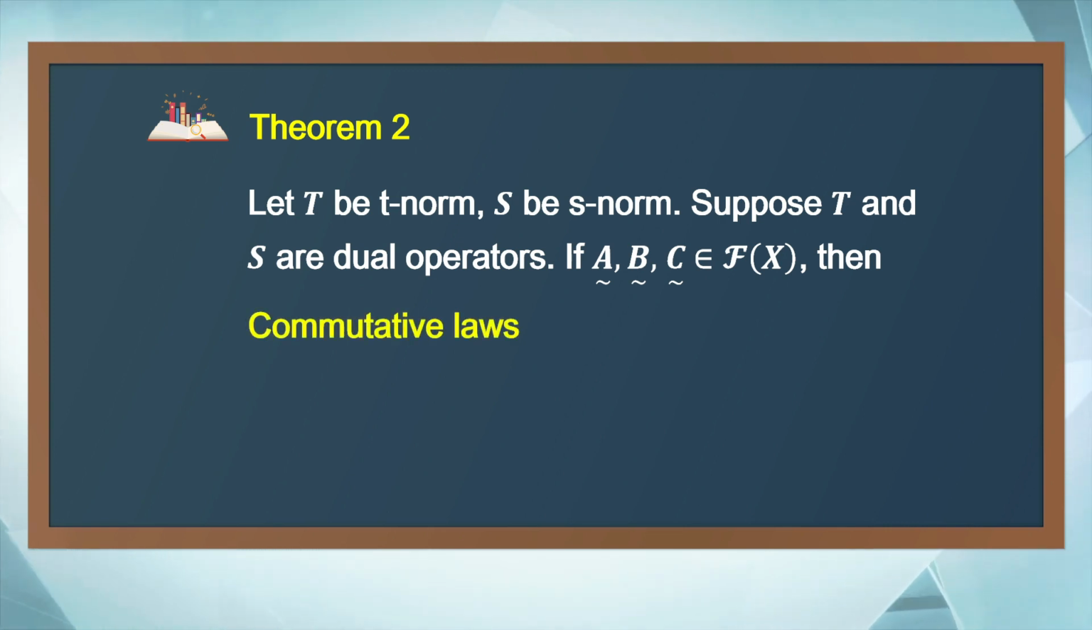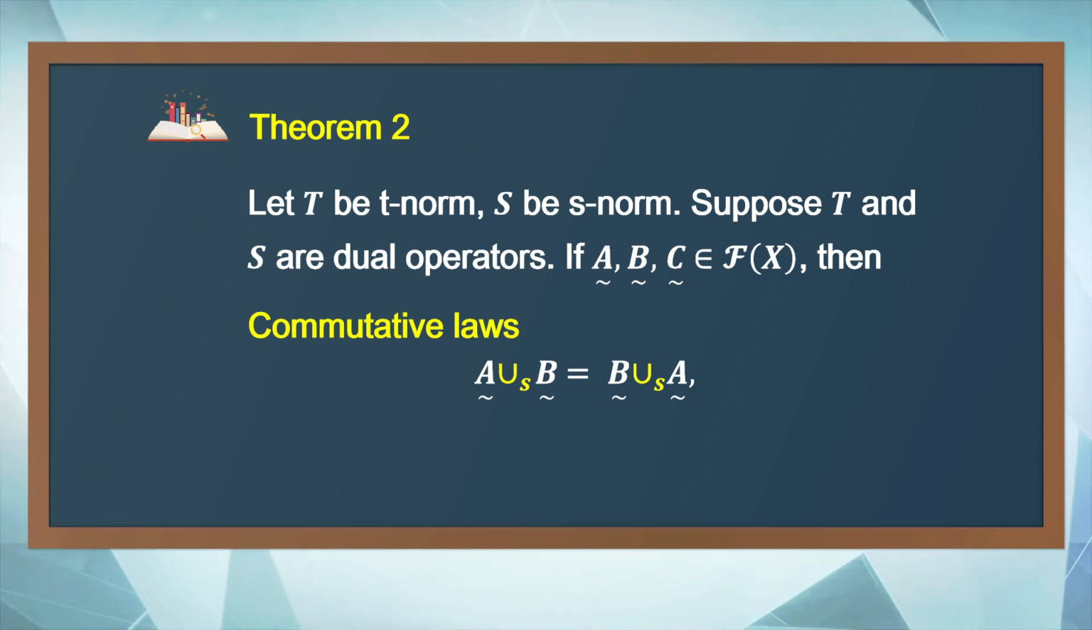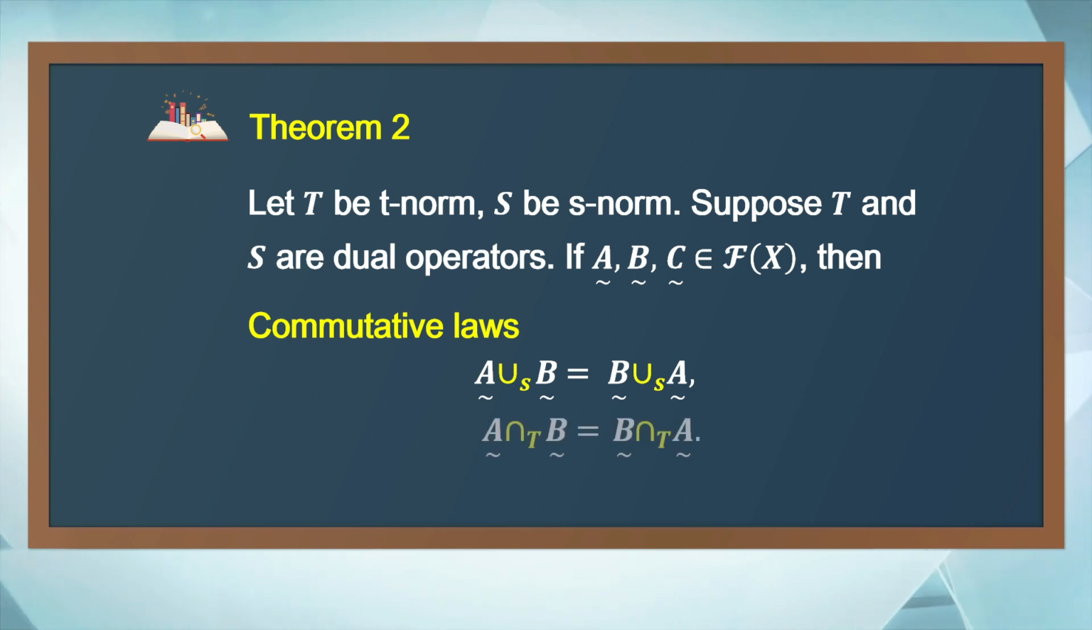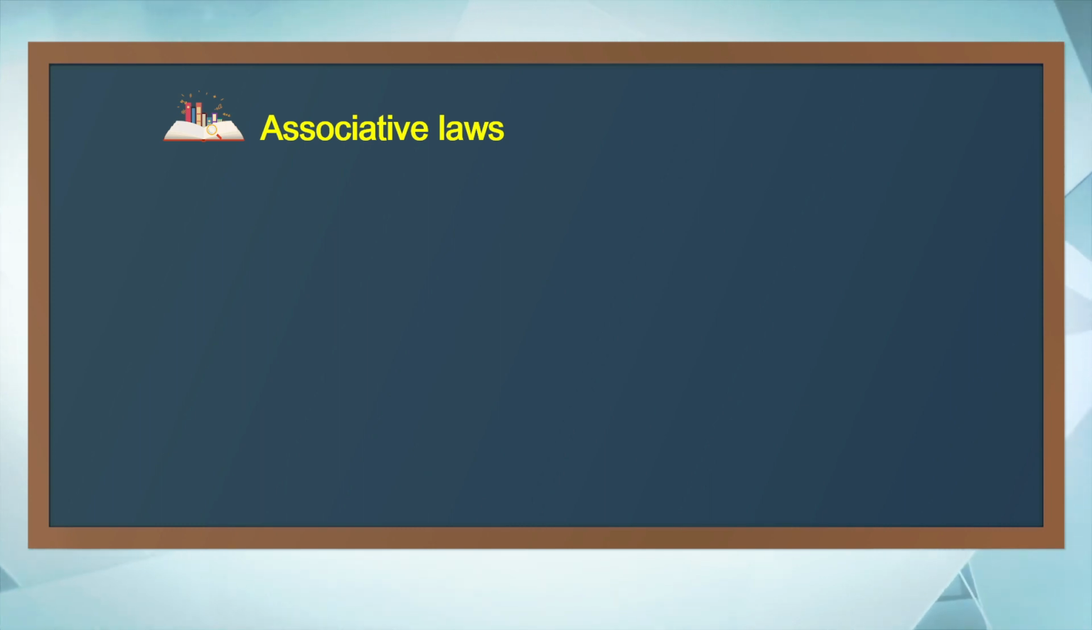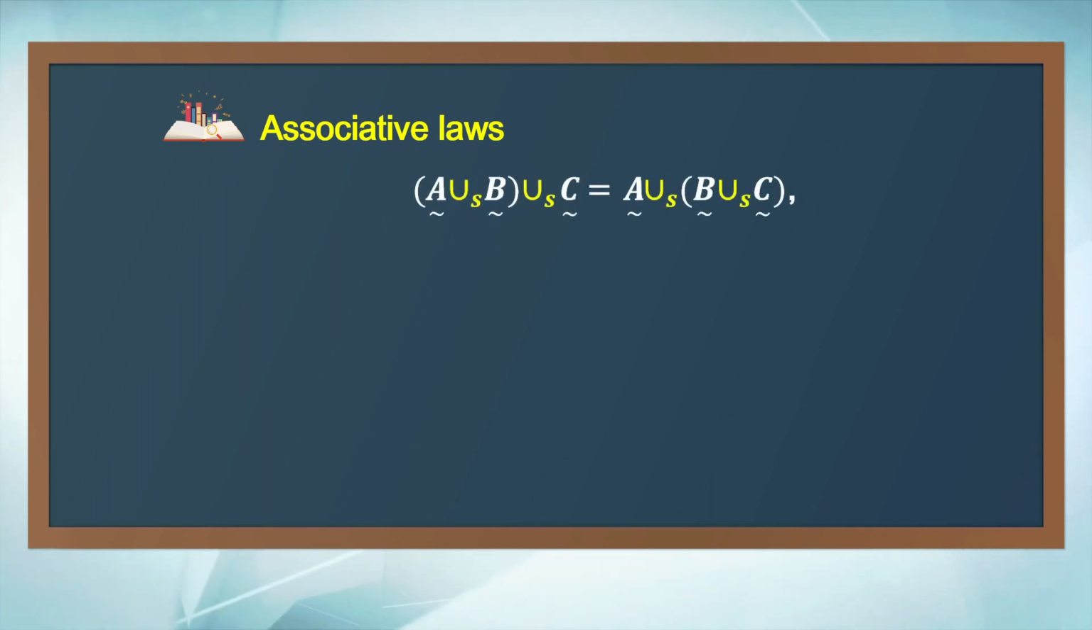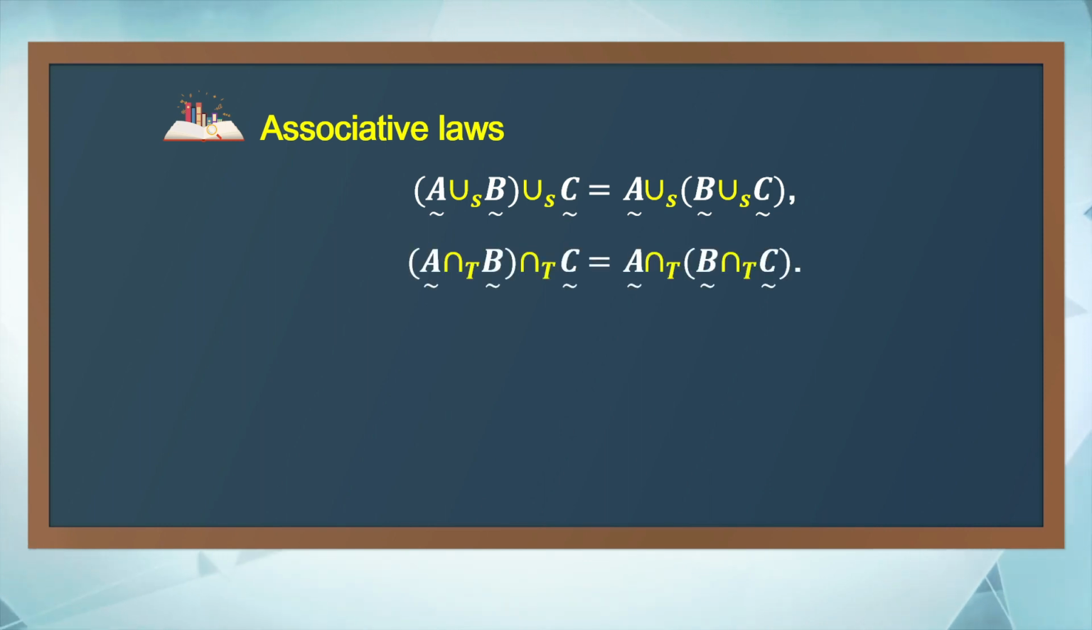First, commutative laws. The generalized union of A and B is the same as the generalized union of B and A. And the generalized intersection of A and B is the same as the generalized intersection of B and A. Secondly, associative laws. The generalized union of A and (B union C) is the same as A unions the generalized union of B and C. The generalized intersection of A and (B intersect C) is the same as A intersects the generalized intersection of B and C.